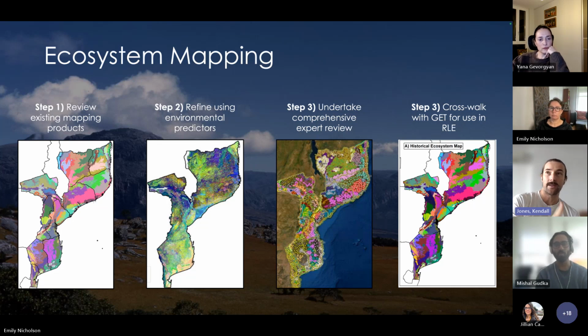And then finally, at the end, we did a crosswalk with the global ecosystem typology for use in the Red List of Ecosystems and to ensure that we can use it to inform GBF monitoring and planning. Also, because some of the other countries in that region, like South Africa and Malawi, have done their ecosystem Red Lists using the GET as well, we're now able to crosswalk those typologies across the borders. Some of those ecosystems cover more than one country, so we're able to do regional assessments for those ecosystems as well. So that's been really powerful through the GET.